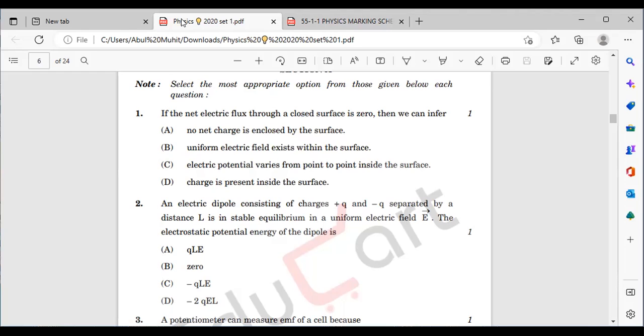Can you simplify this? 1 by 4 pi epsilon 0 is there here also. So U is equal to what now? U is equal to 1 by 4 pi epsilon 0 into Q by L into Q. Because there is one positive, one negative, it will become minus Q square. That is the reason we got minus over there.